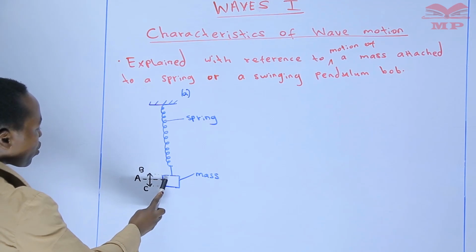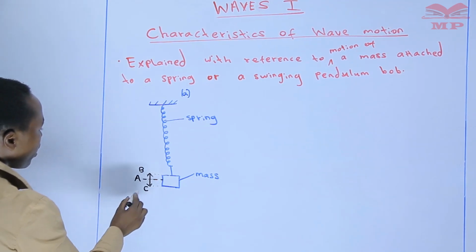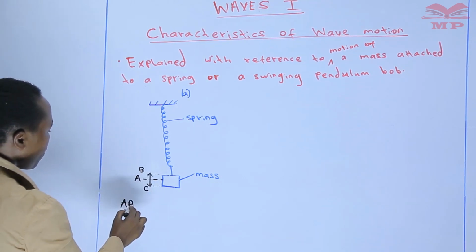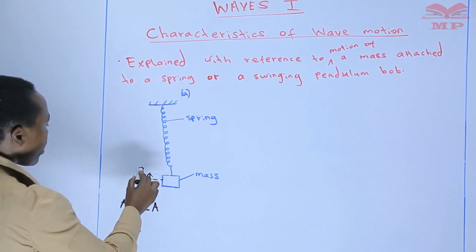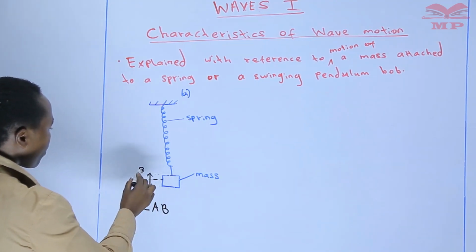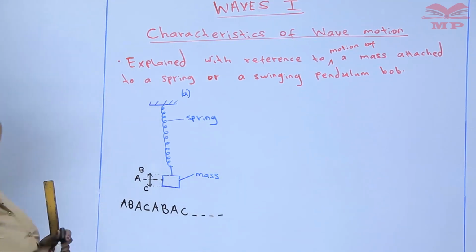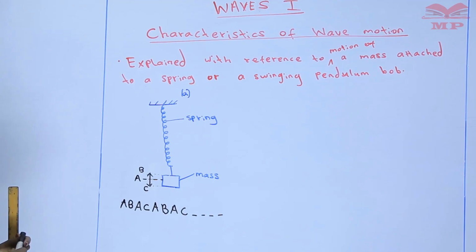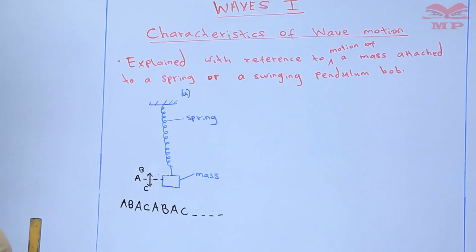So it is going to move from A. It will move from A, then it moves to B, then back to A, then moves to C, then it moves to A, then it moves again to B, then it moves to A, to C, and the motion will continue. So that is what we are going to have for our motion. But now we want to know, when do we say a complete oscillation is attained?